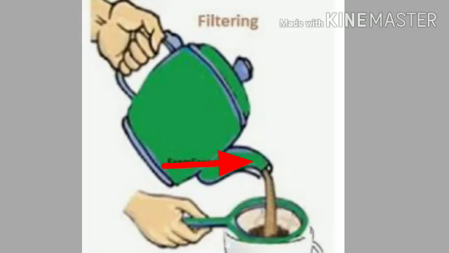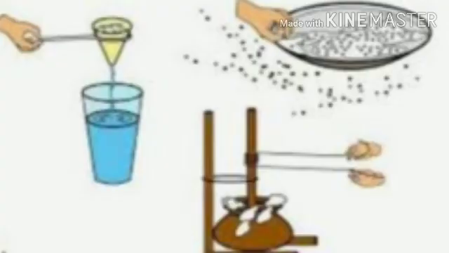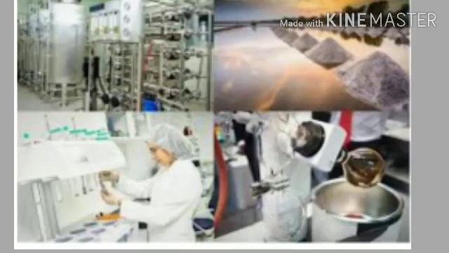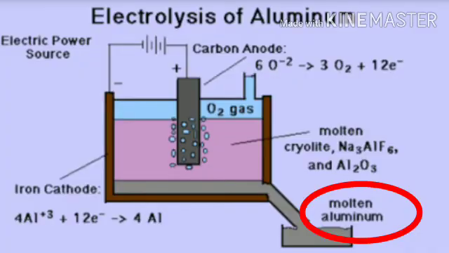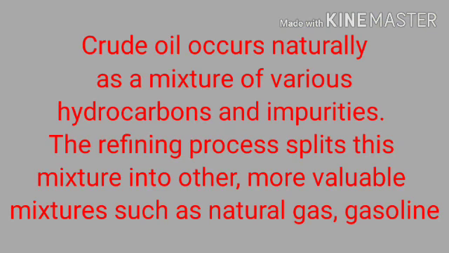Separation can be done on a small scale, effectively a laboratory scale, or it can be done on a large, industrial scale. In some cases, separation requires total purification. We can take the example of aluminium metal, which is separated by electrolytic refining of bauxite ore. But a good example of an incomplete separation technique is oil refining.